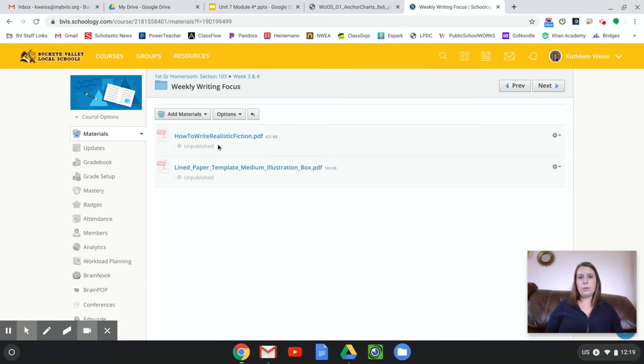And you also will see that I have added a lined paper. If you have printing capabilities and you want to print paper to write with, you can. It's definitely not necessary, but that's the paper we use at school. And we usually have 5-page books stapled together. So if you feel like making those, or you can write any other way that works for you.